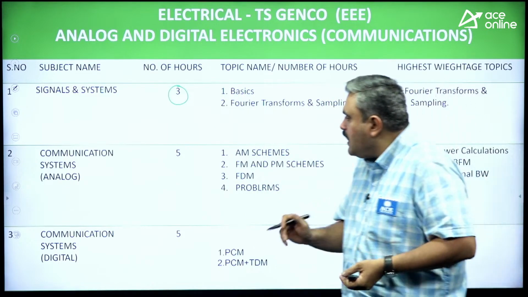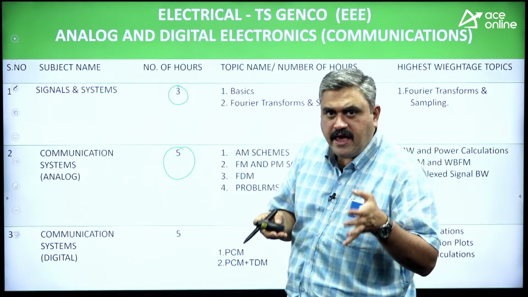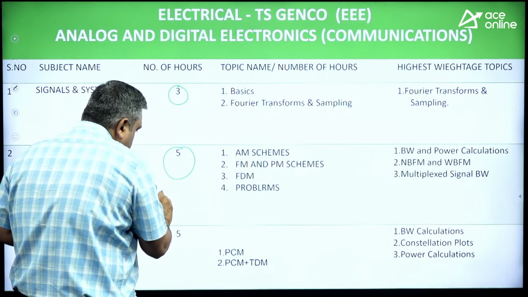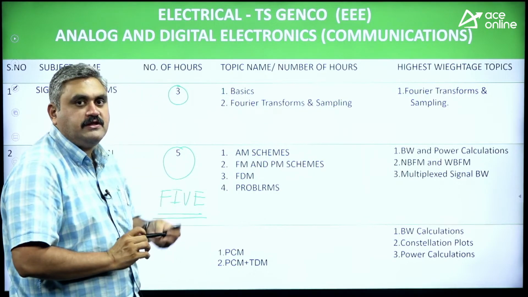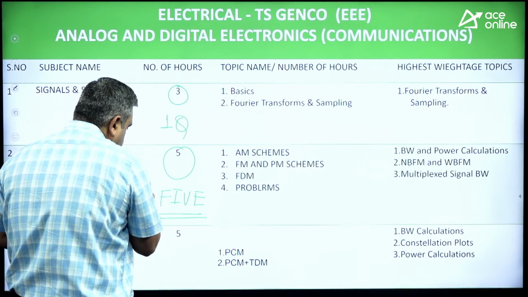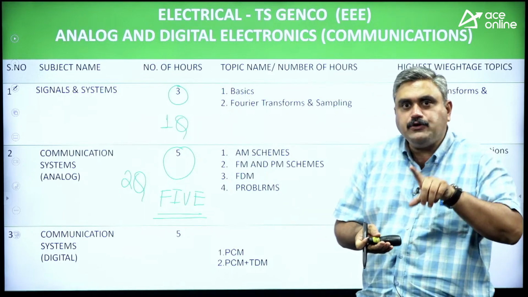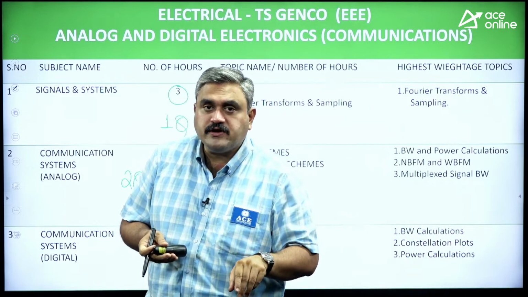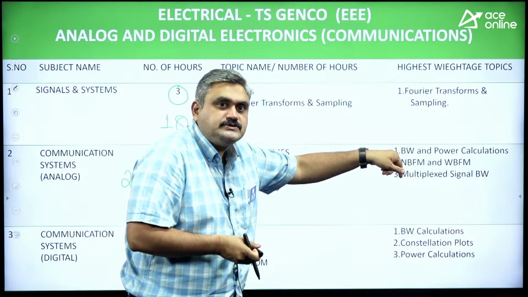Now, coming to communication systems, if you take the analog part, I already told you the different modulation schemes are AM, DSB, SSB, FM and PM. So totally we have 5 modulation schemes here. Your questions coming from here can be anywhere on these 5 modulation schemes. From here you may get 2 questions. Mostly one from amplitude modulation schemes, that means it can be AM, DSB or SSB, and one question from FM and PM.